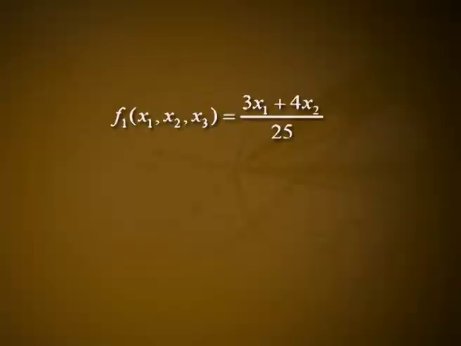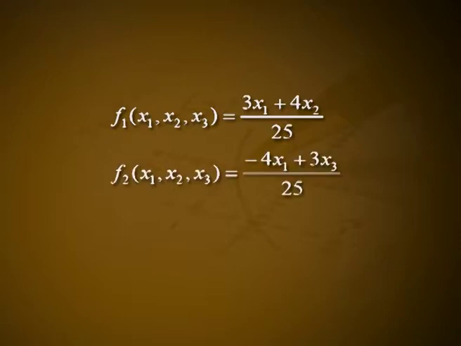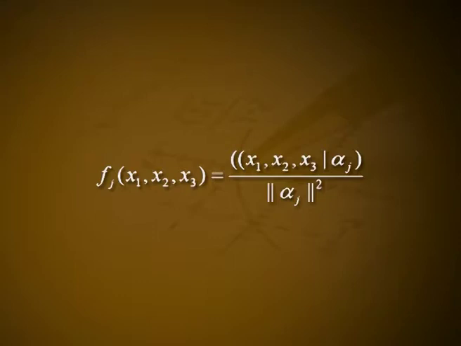To put this point in another way, what we have shown is the following. The basis set f1, f2, f3 of R3 star, which is dual to the basis alpha 1, alpha 2, alpha 3, is defined explicitly by the equations f1 of (x1, x2, x3) is equal to (3x1 plus 4x2)/25, f2 of (x1, x2, x3) is equal to (-4x1 plus 3x3)/25, f3 of (x1, x2, x3) is equal to x2/9. And these equations may be written more generally in the form fj of (x1, x2, x3) is equal to inner product of (x1, x2, x3) with alpha j by norm alpha j squared.